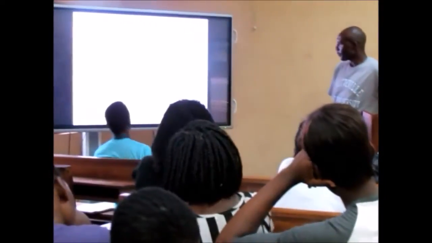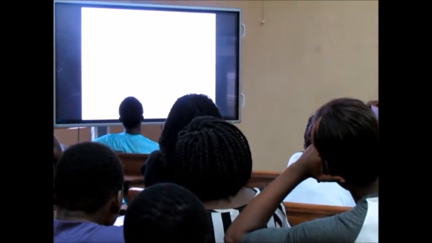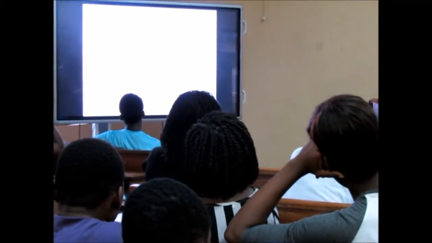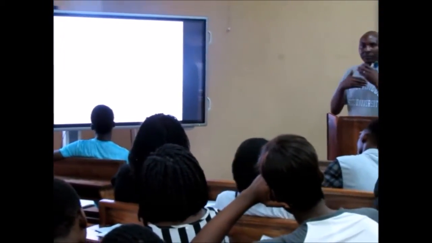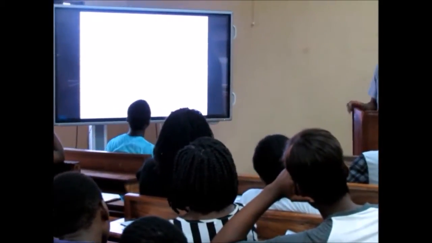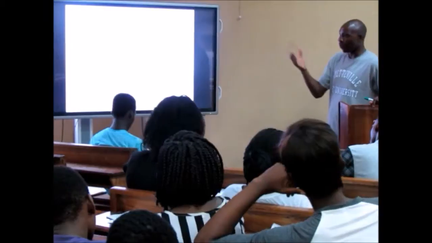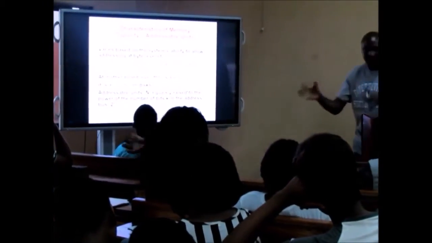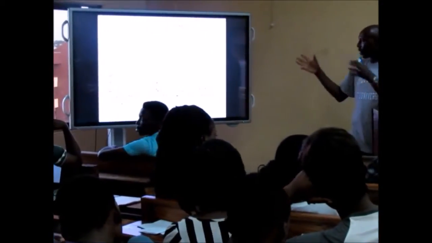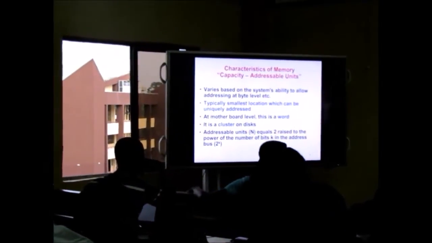Let's move on. Another thing we can look at in terms of capacity is the addressable unit in memory. These vary based on the system's ability to allow us addressing at byte level. You will talk more about this with Dr. Zeta, when you discuss addressing modes in memory. At motherboard level, this is called a word. But when you pick a disk, it is called a cluster. On your hard drive it is called a cluster, on your motherboard it's called a word, in terms of the buses that carry this data.